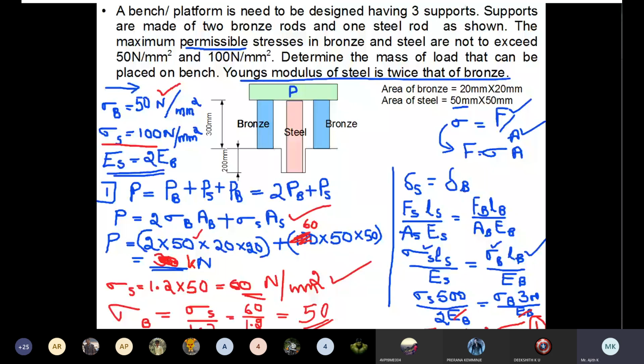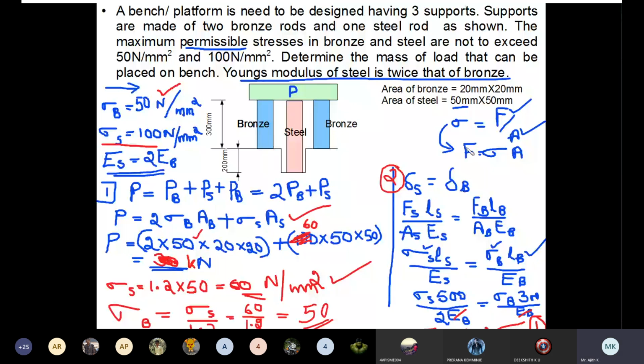So we'll tell you once again how the solution is. First, in every problem you have to consider two equations. First equation: total load is equal to load carried by individual sections. Here there are two bronze sections and one steel section. So 2 times PB plus 1 time PS.